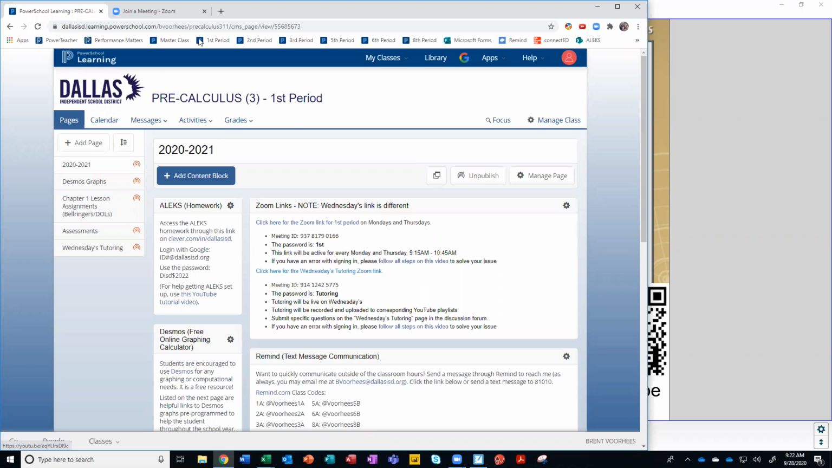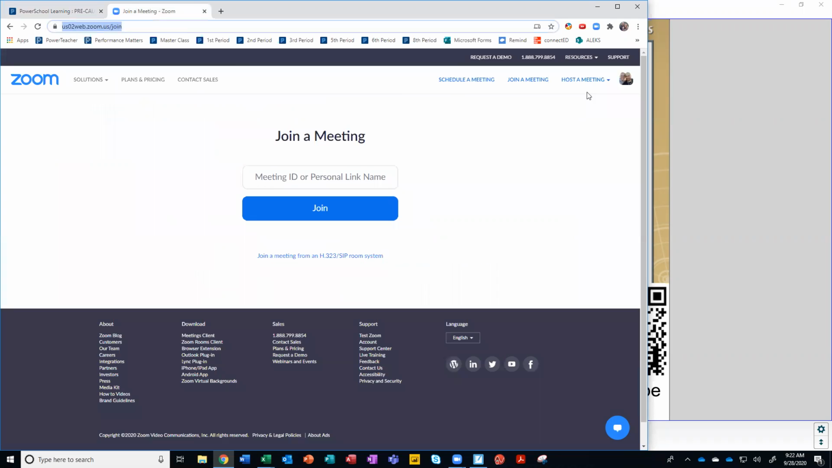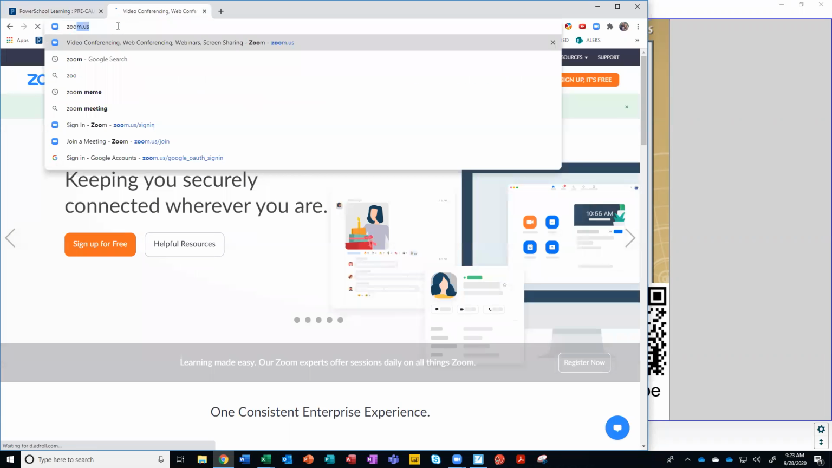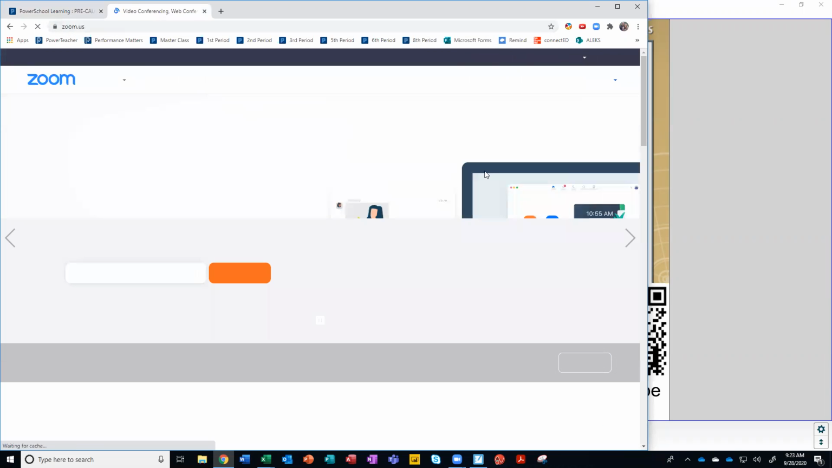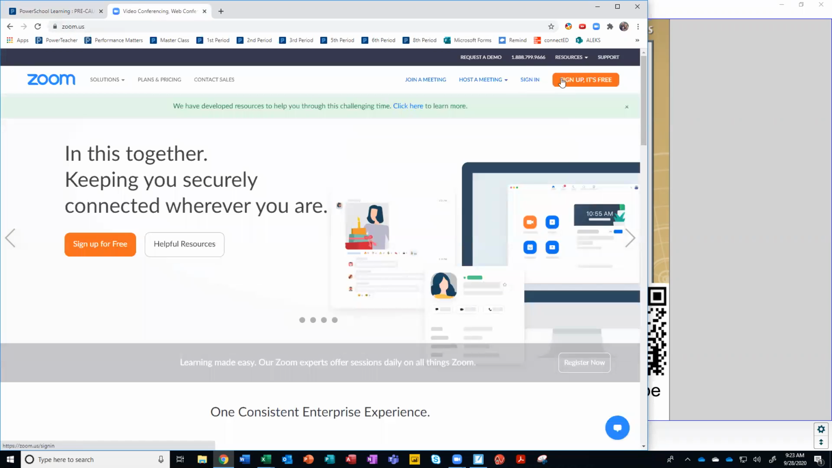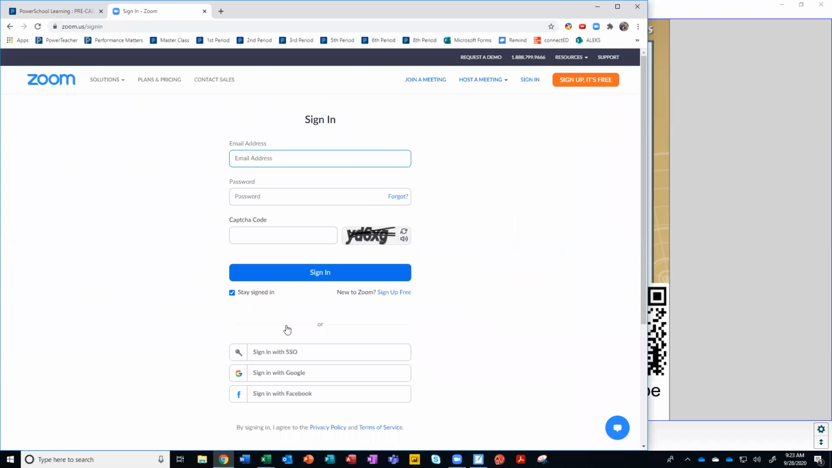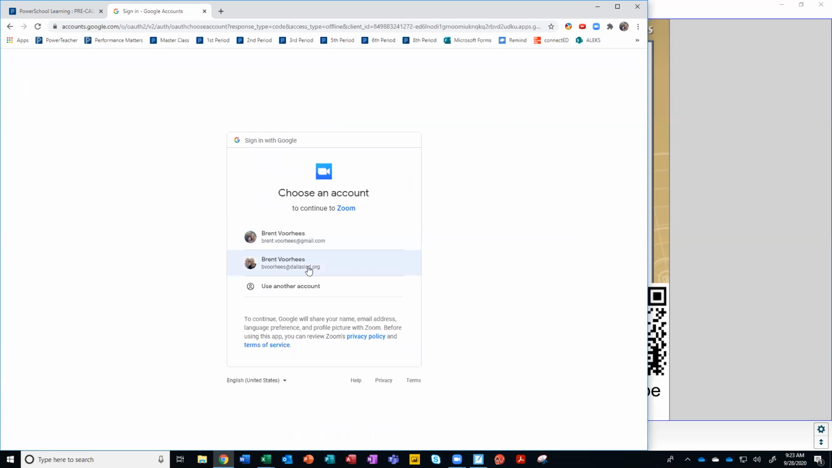It's a very simple fix, but basically what it takes is you go to zoom.us. That's just their home site for Zoom. And if you sign in right here, this button next to the orange that says sign in, you click that and use your sign in with Google. You'll scroll down on your Chromebook, the screen cuts off about right there where my mouse is. But if you go down to sign in with Google, you choose your Dallas ISD account.